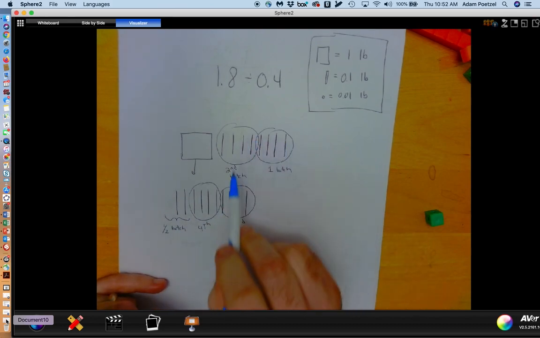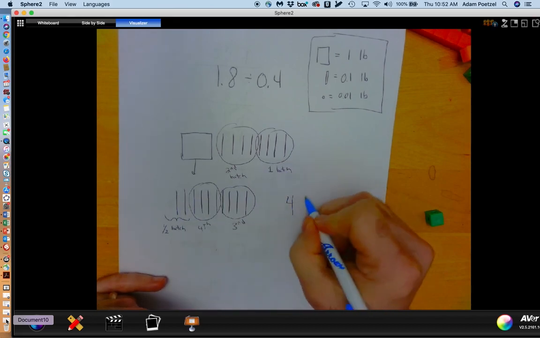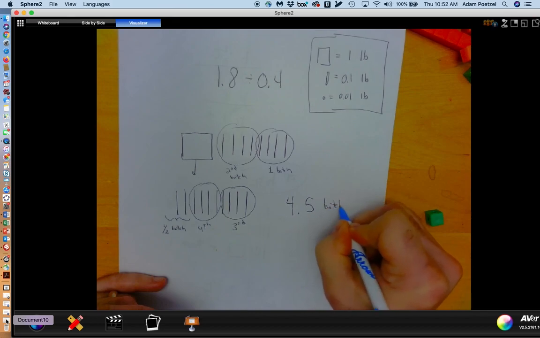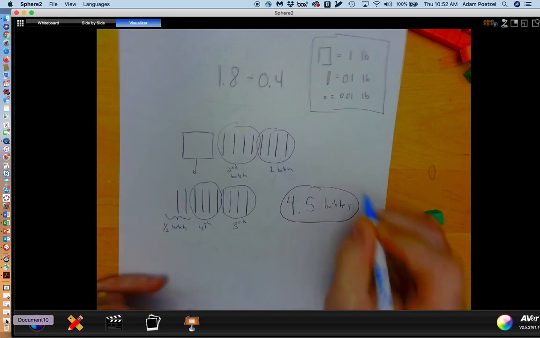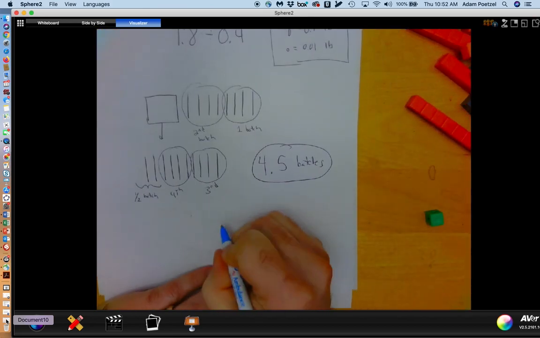So 1, 2, 3, 4 full batches of muffins and a half batch here. So the answer should be 4.5 batches of muffins going in. And so let's take a look and see how the algorithm allows us to see that as well.